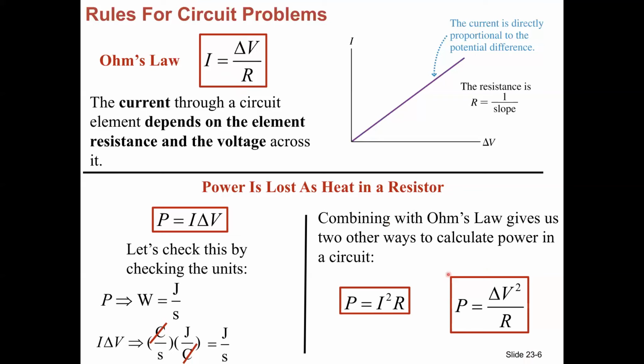If we don't know the current in a resistor, but we know the voltage loss through it and its resistance, we could still compute the power. So these all give you the same thing. And that's the last new formula for today.